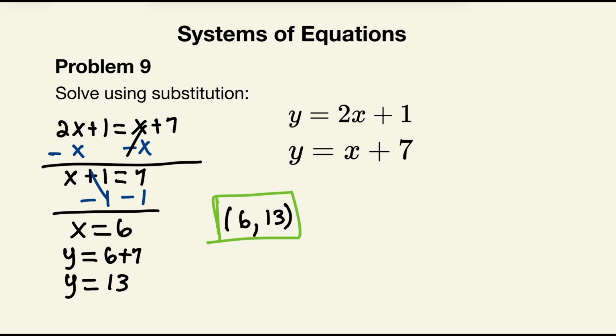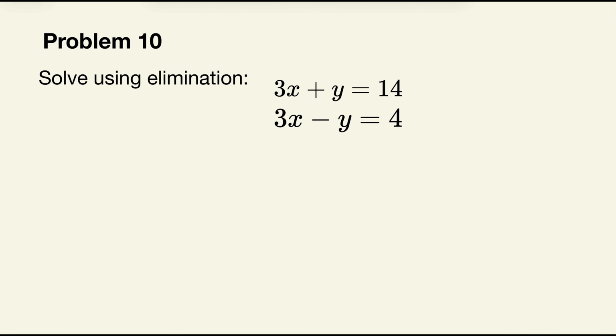Okay, so let's go ahead and move on to the next problem. Here we're solving using elimination. So first of all, what I'm going to do is add the equations. And that is 6x equals 18. And we're going to solve for x. We can divide by 6 on both sides, so x equals 3.